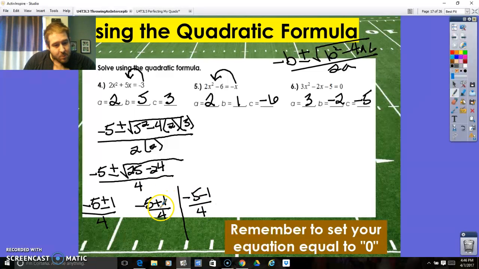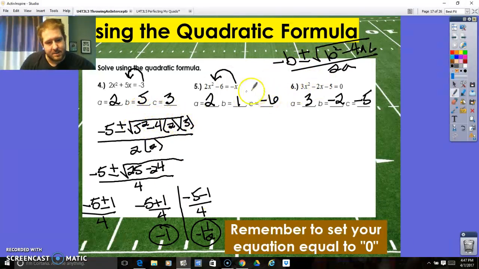Well, negative 5 plus 1 makes negative 4, and negative 4 divided by 4 is negative 1. There's one of your answers. X can equal negative 1. Negative 5 minus 1 makes negative 6. Negative 6 divided by 4 is negative 1.5. So X can also equal negative 1.5. There are your two answers to this equation. Remember, it had two answers because the discriminant was a positive number. It was 1, as a matter of fact.